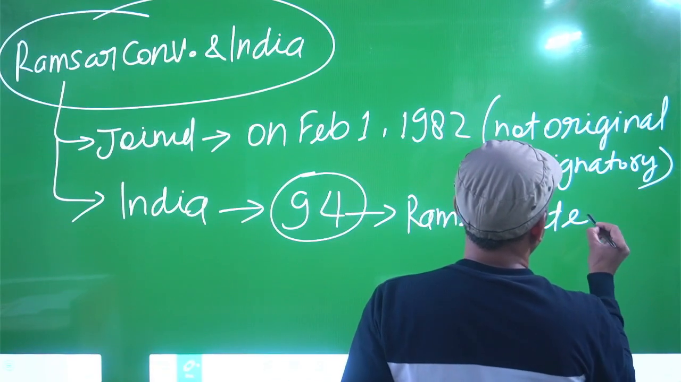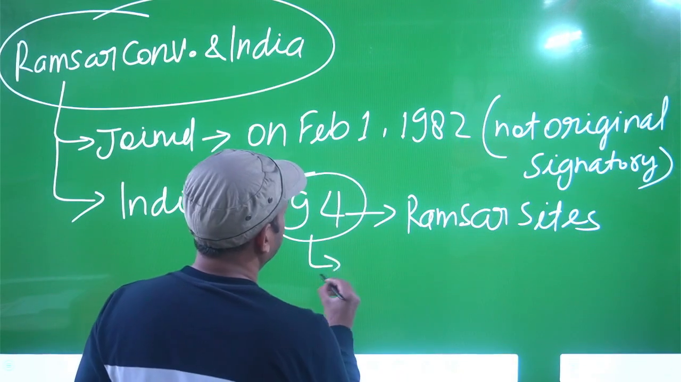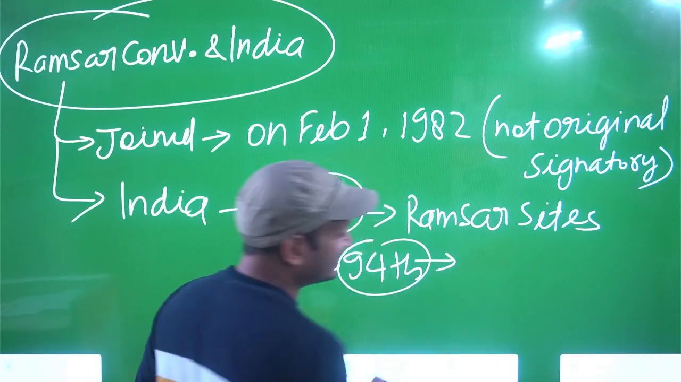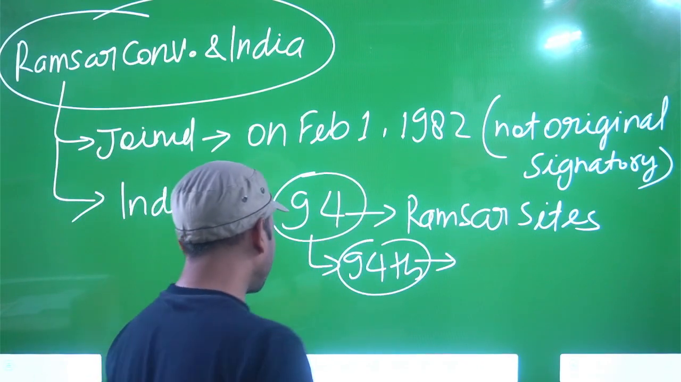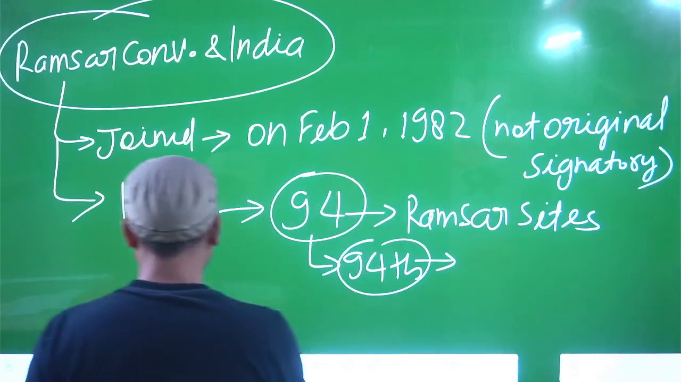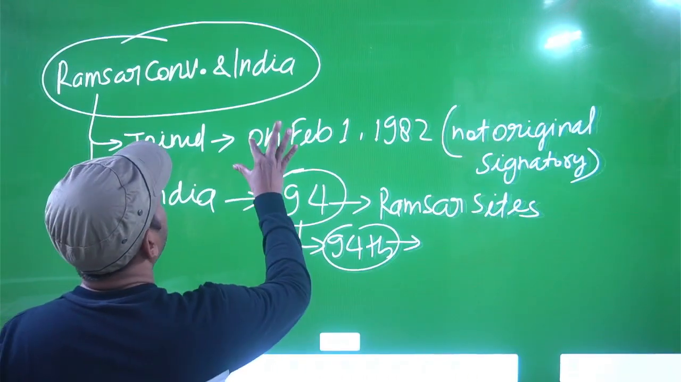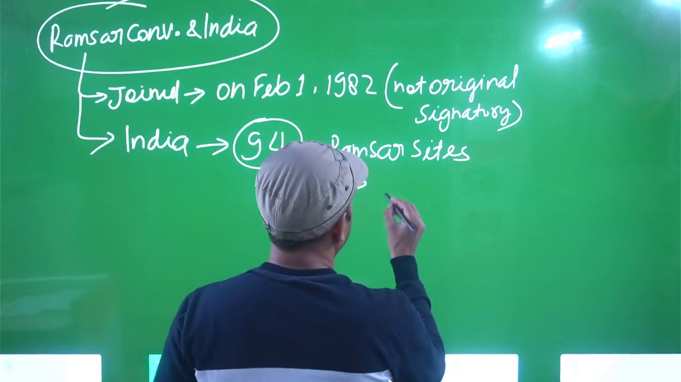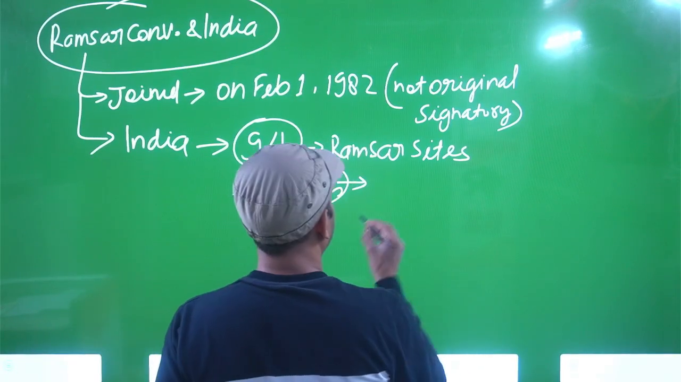Ramsar sites. And the latest, the 94th, because that's why we are discussing this topic, the 94th is Gogabil Lake of Katihar district in Bihar.